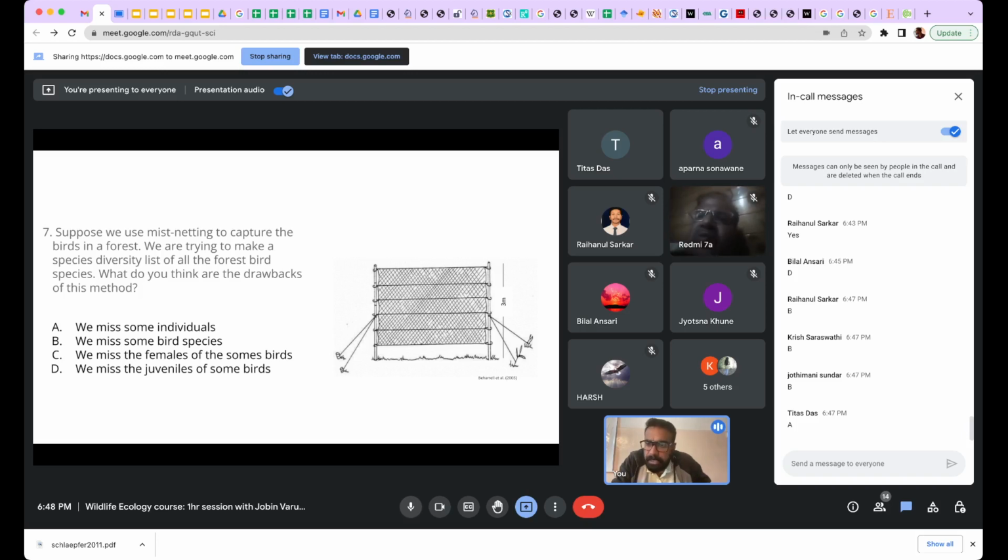And Bilal, you were saying D. Why do you say it's D, juveniles? Sir, is it necessary to count the juvenile species as we take the adult one? Yeah, if we have adult, then why even juvenile? Exactly. So you don't even need to count the juvenile. If we have the adult, then you already have the species diversity list, right?